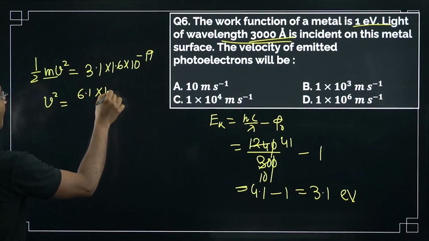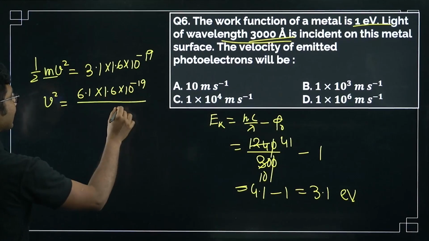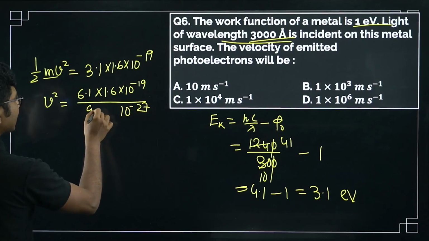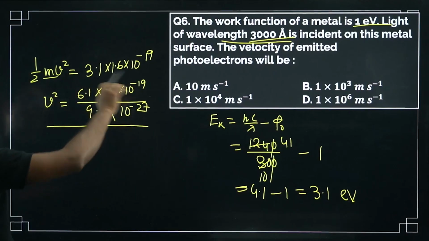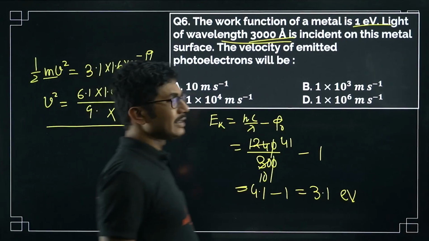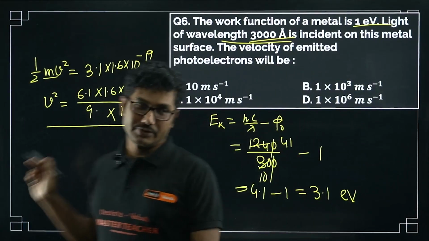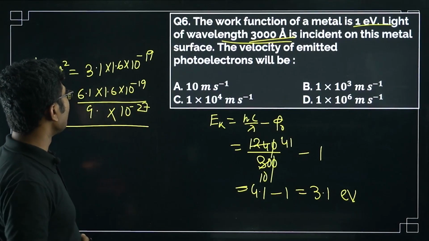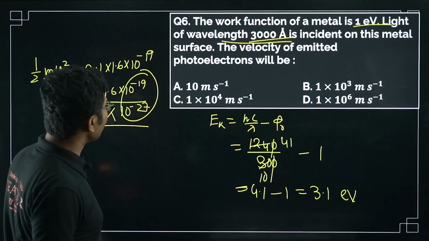I don't remember the exact value, 10 to the power of minus 27, so the exact value is 9 point some value. That value you have to put over here, then cancel whatever you can cancel, and then find the square root of that to get the exact velocity. It is a very tricky long question, not super easy.